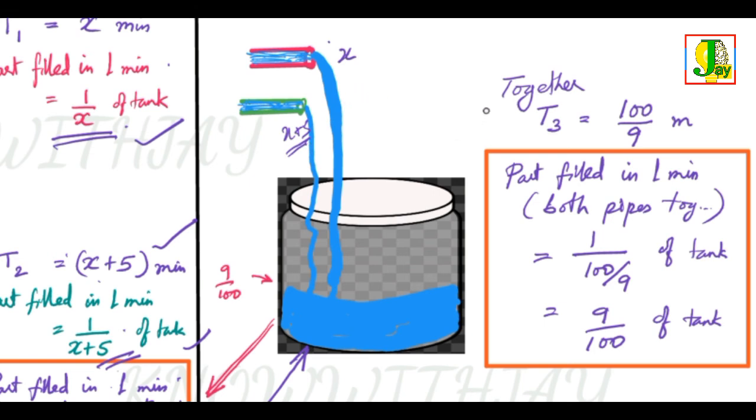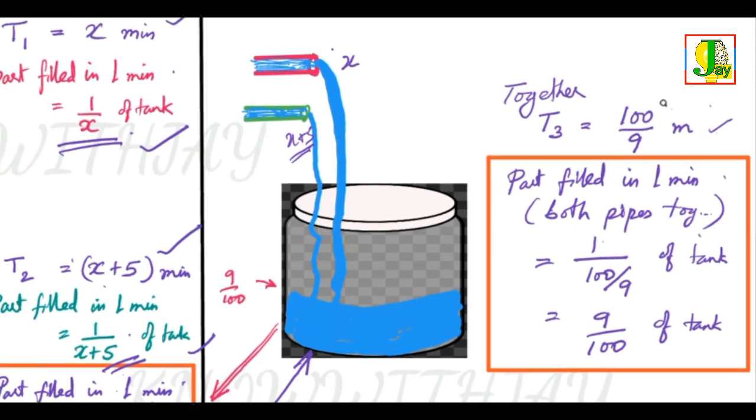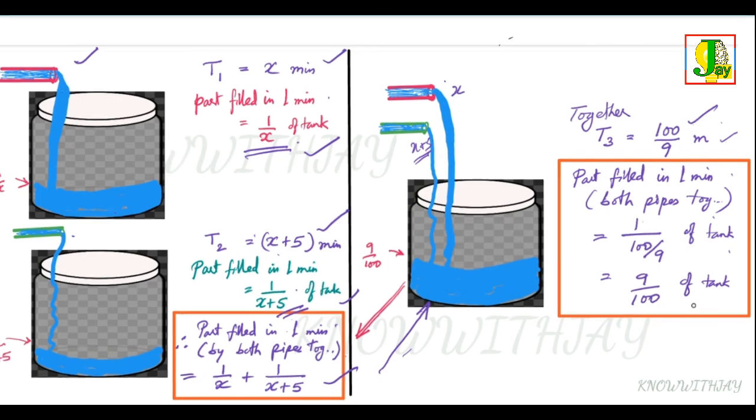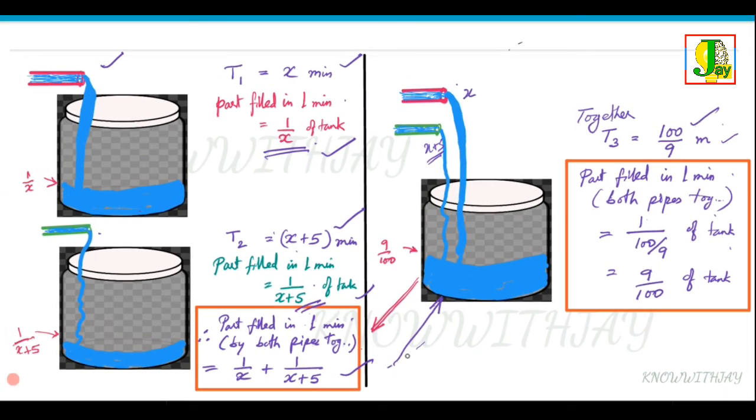Now it is also given that together the time taken is 100 by 9 minutes, or 11 1 by 9 minutes. So if the time taken by both the pipes is this, then the part of the tank filled by both the pipes together in 1 minute is the reciprocal of that, 1 by 100 by 9 of the tank. That's 9 by 100 of the tank. Now you can see that these two expressions are actually the same, so we can equate them to find our given expression.